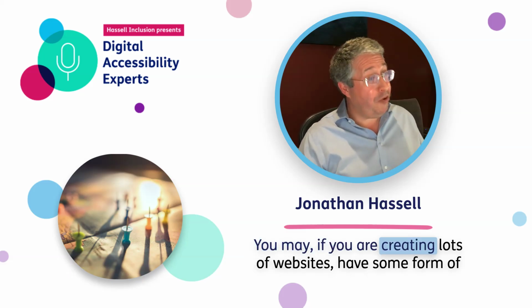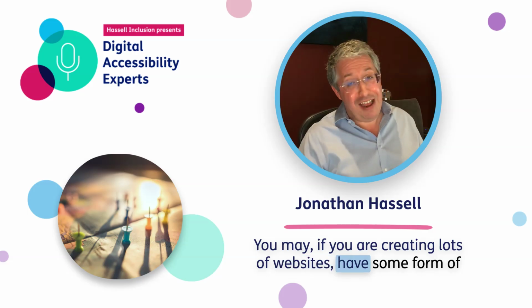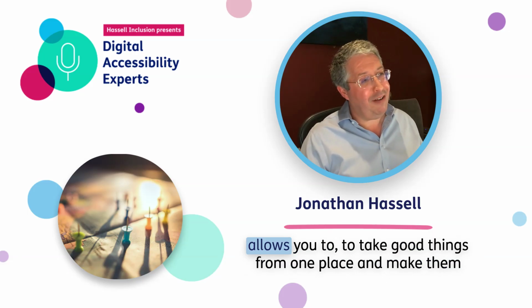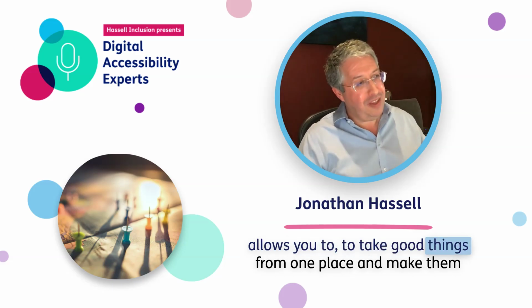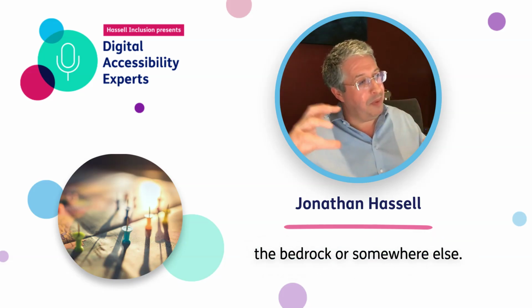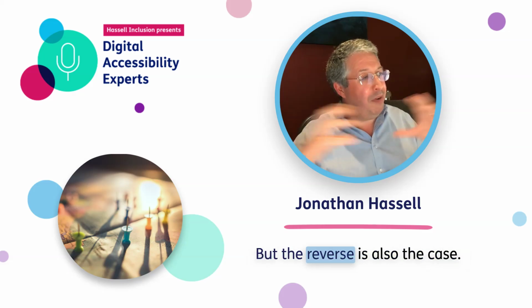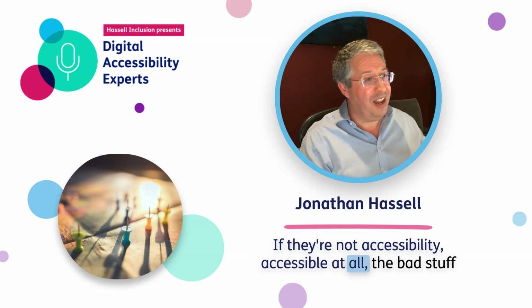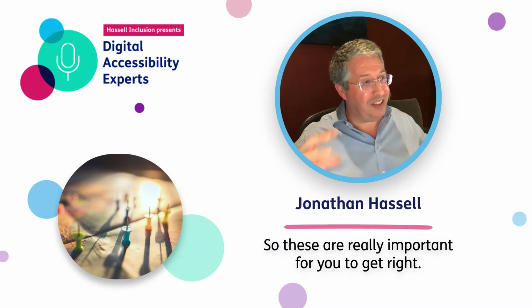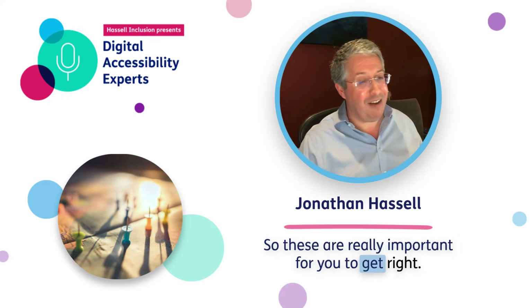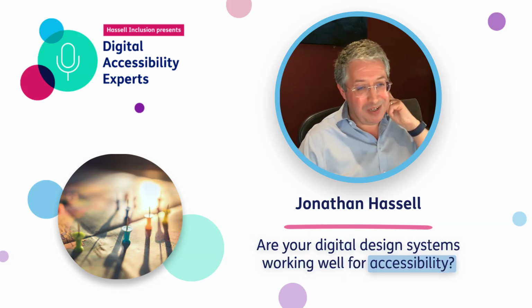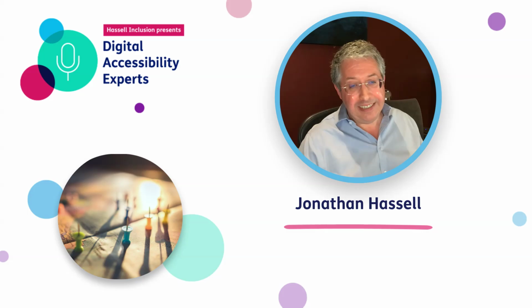You may, if you're creating lots of websites, have some form of design system or component library. That's brilliant, because that allows you to take good things from one place and make them the bedrock of somewhere else. But the reverse is also the case. If they're not accessible at all, the bad stuff is happening everywhere. So these are really important for you to get right. Are your digital design systems working well for accessibility? Do they really deliver it?